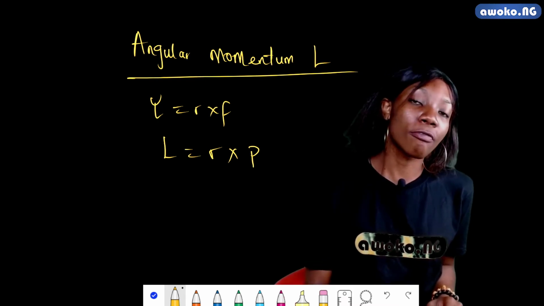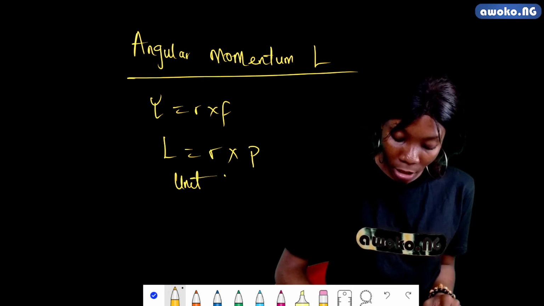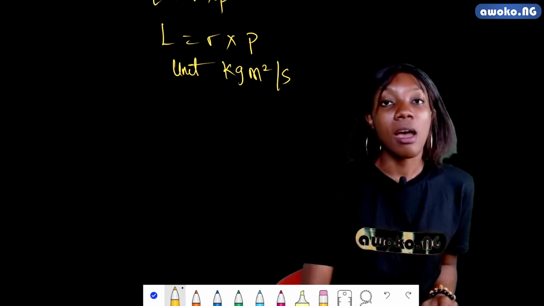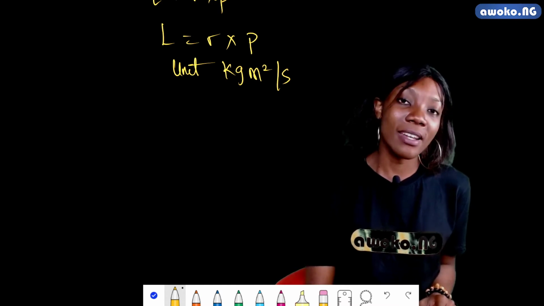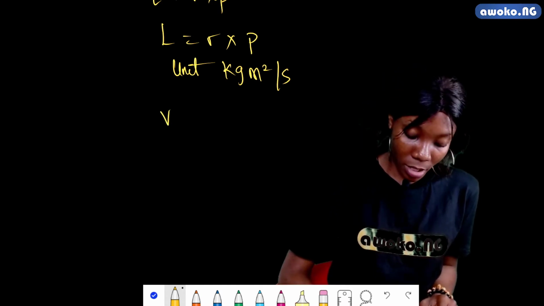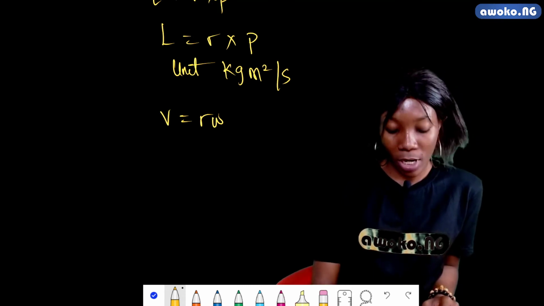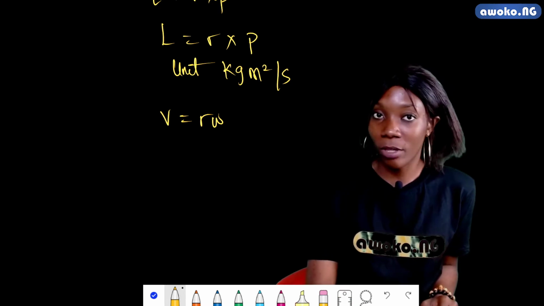Now the unit of angular momentum is kilogram meter squared per second. You know, units in physics are very essential, okay? If you recall, we said that v equals r omega, right? And this shows the relation that the linear velocity has with the angular velocity.